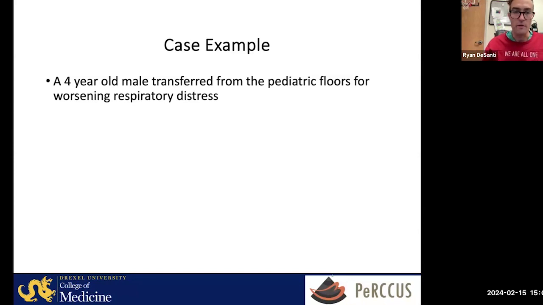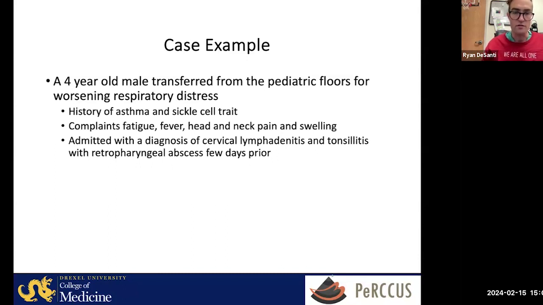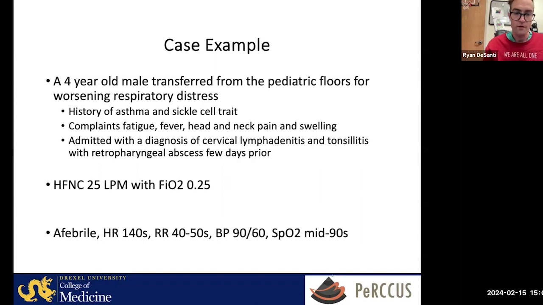So just as a case example where point-of-care ultrasound may be helpful, last time I was on service, we had a 4-year-old male who was transferred from the pediatric floors for worsening respiratory distress. He had a history of asthma as well as sickle cell trait, came in with complaints of fatigue, fever, head and neck pain, as well as swelling of the head and neck. He was admitted for a diagnosis of cervical lymphadenitis, as well as tonsillitis with a small retropharyngeal abscess. And he had been admitted for a few days to the pediatric floor. He was currently on high flow nasal cannula, 25 liters per minute, which was about 2 ml per kilo, with FiO2 of 0.25. And then he had worsening respiratory distress, which prompted a rapid response team evaluation.